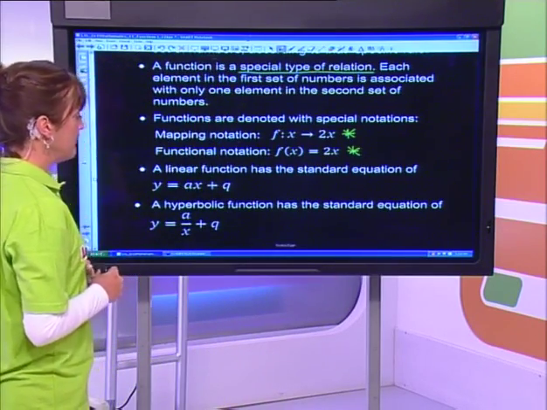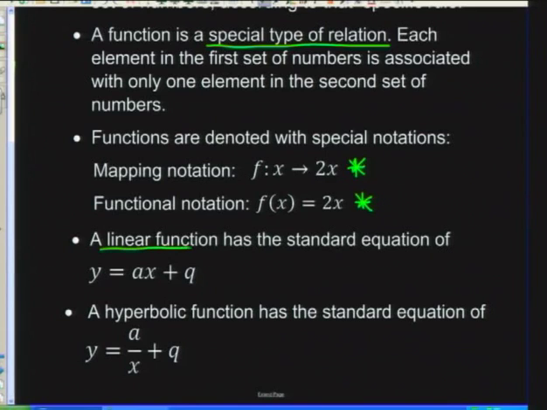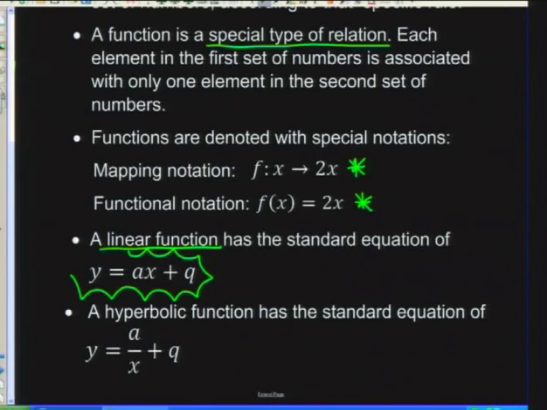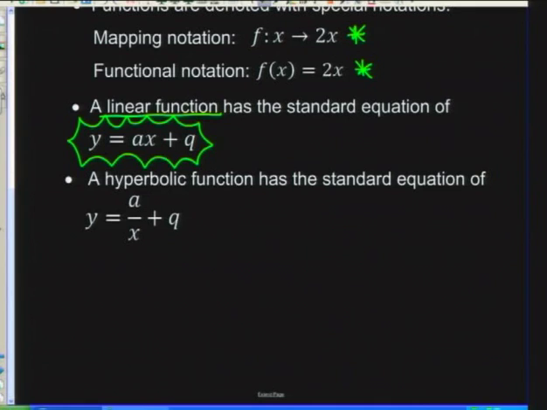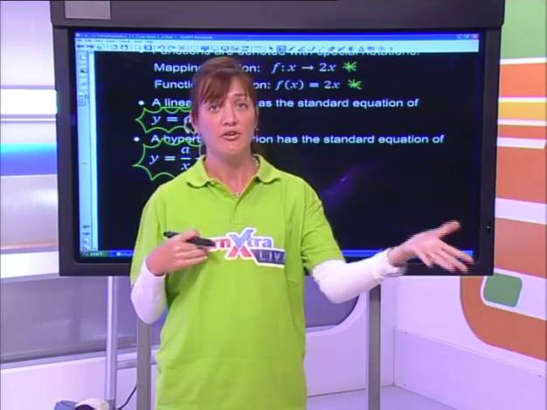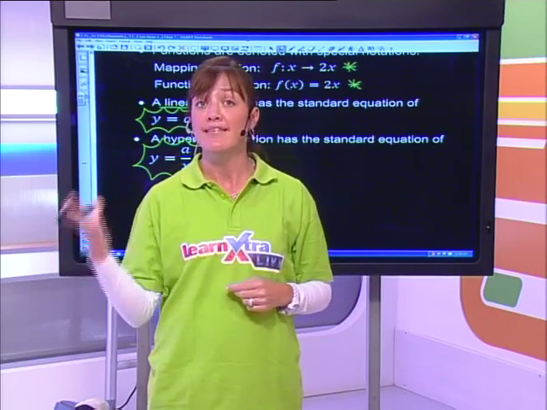Again, we will deal with this in more detail, but a linear function has a special, unique standard equation, and its standard equation is y = ax + q. That's the defining equation of a linear function. And a hyperbola has an equation of y = a/x + q. If you have an equation in the form of ax + q or a/x + q, it will either give you a graph that is linear or a graph that is a hyperbola.